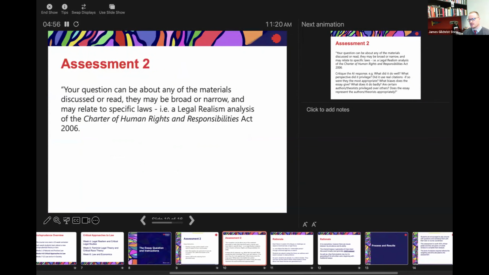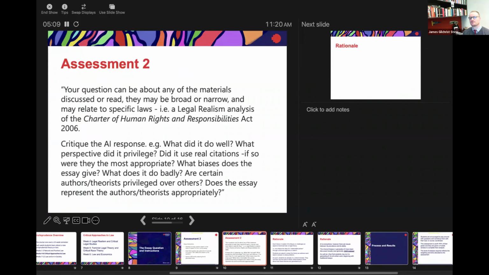Here are just a few notes that I send out to students, saying that questions can be on anything that we're looking at. An example I give is a legal realism analysis of the Charter of Human Rights and Responsibilities Act. So it will draw these aspects in. They then have to critique the response. So what does it do well? Because often when we do these sort of critiques, we might say, oh, AI is no good.